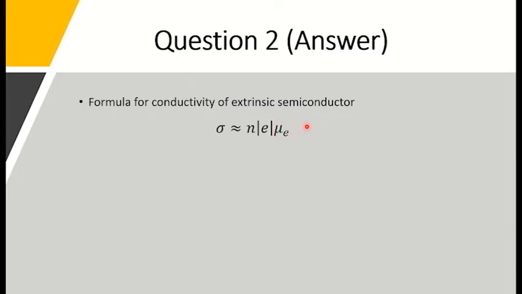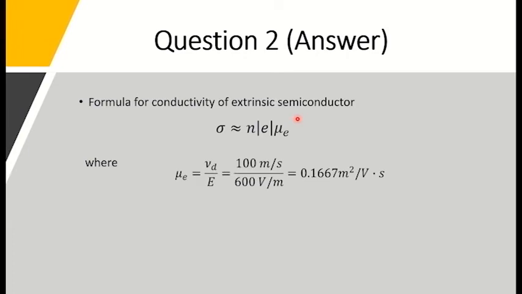So if you have a P-type extrinsic semiconductor, this N here is basically you just replace it with the concentration of the hole, and your mobility of electron becomes the mobility of the hole. Alright, so we are given the value of N, and also we know that this e is a constant. However, we are missing a value of this electron mobility. This electron mobility is basically just the drift velocity over the electric field. And we found the mobility to be 0.1667 meters squared per volt second.